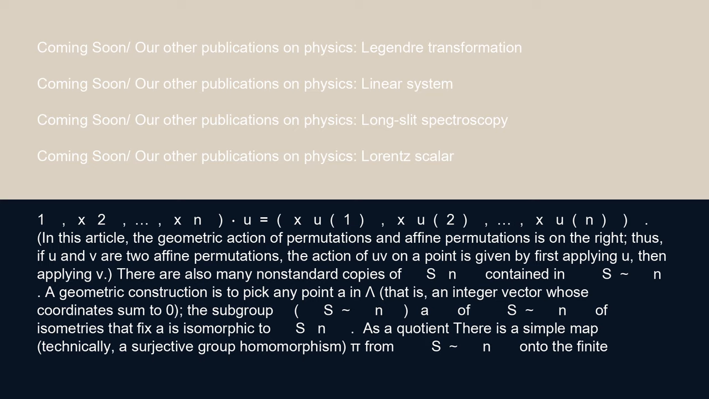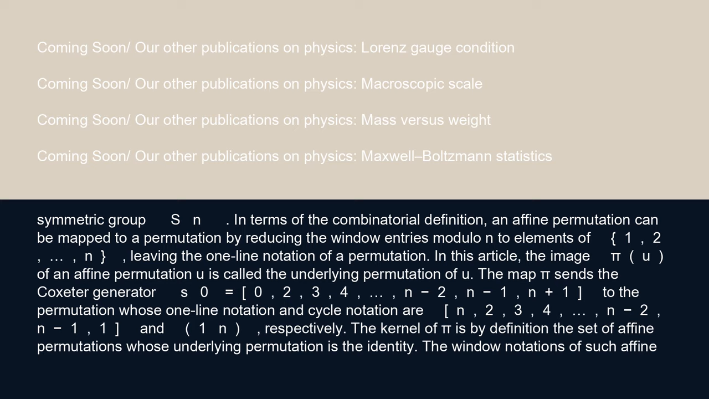As a quotient, there is a simple map, technically a surjective group homomorphism, π from S̃_n onto the finite symmetric group S_n. In terms of the combinatorial definition, an affine permutation can be mapped to a permutation by reducing the window entries modulo n to elements of {1, 2, ..., n}, leaving the one-line notation of a permutation. In this article, the image π(u) of an affine permutation u is called the underlying permutation of u. The map π sends the Coxeter generator s_0 = [0, 2, 3, 4, ..., n-2, n-1, n+1] to the permutation whose one-line notation and cycle notation are [n, 2, 3, 4, ..., n-2, n-1, 1] and (1 n), respectively.